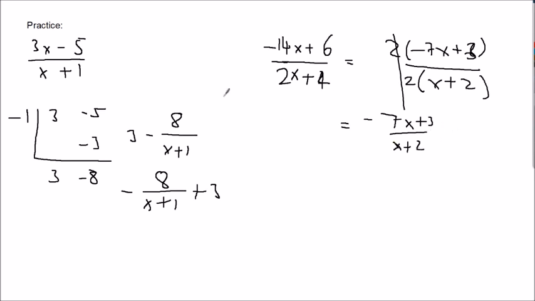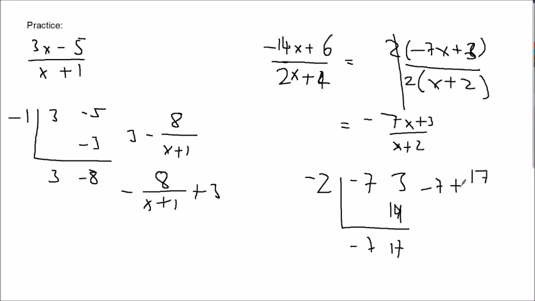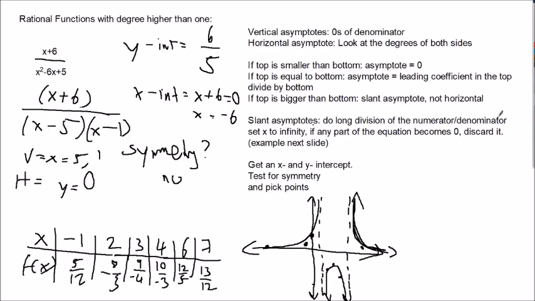Now we can do the synthetic division. x plus 2, so -2, and then we do -7 here and 3. -7, put it down, and we have 14, and then 14 plus 3 is 17. So now we have -7 plus 17 over x plus 2. So we can rearrange that to 17 over x plus 2 minus 7. So it's a translation of 17 over x, 7 down and 2 to the left. That's simple.